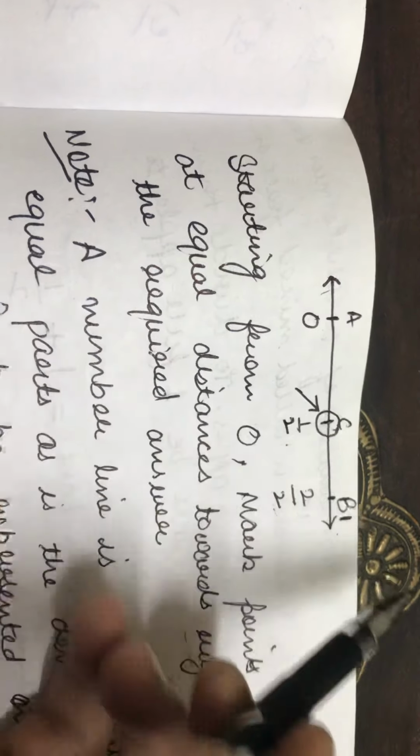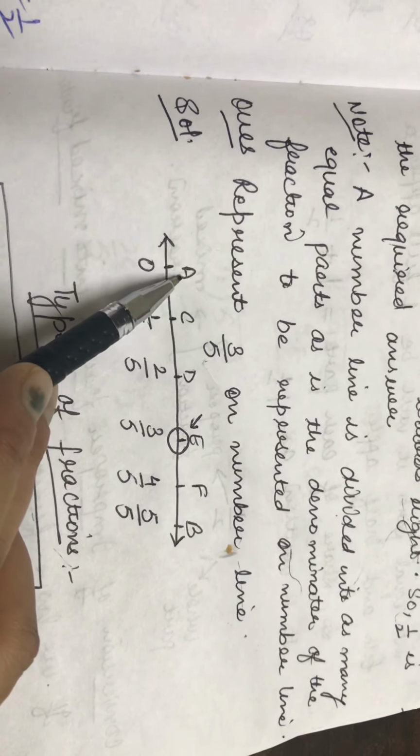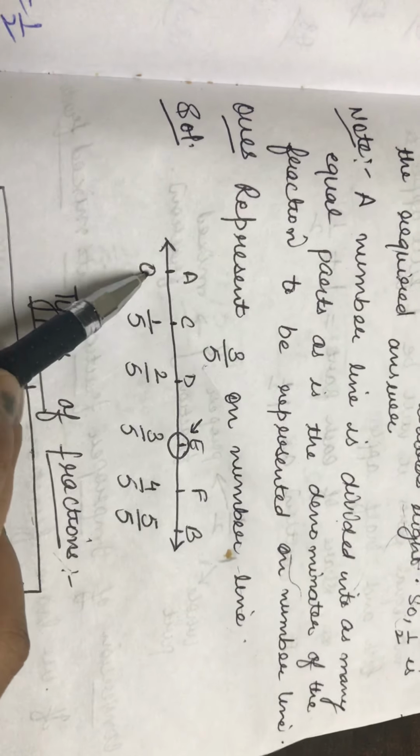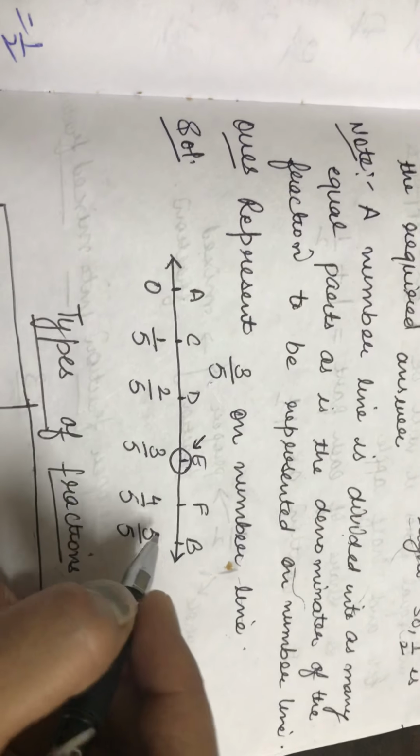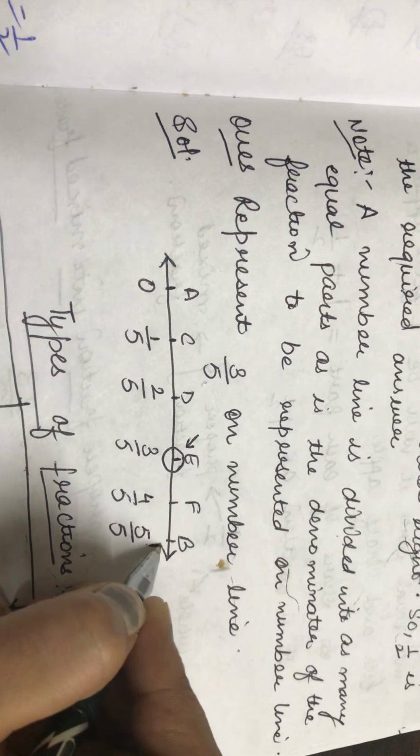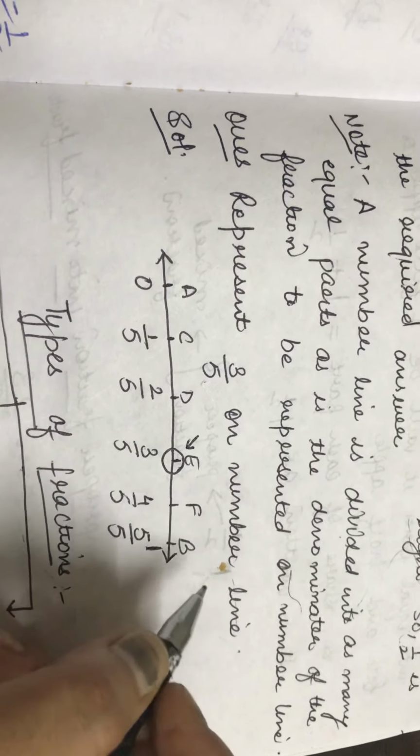One thing to note is a number line is divided into as many equal parts as in the denominator of the fraction to represent on the number line. For example, if I have 3 by 5 and want to represent it on the number line, 5 is the denominator. So if I mark 0 as A and B point is 1, then I will divide from 0 to 1 into 5 equal parts like this. 0, then 1 by 5, 2 by 5, 3 by 5, 4 by 5 and 5 by 5 is 1.